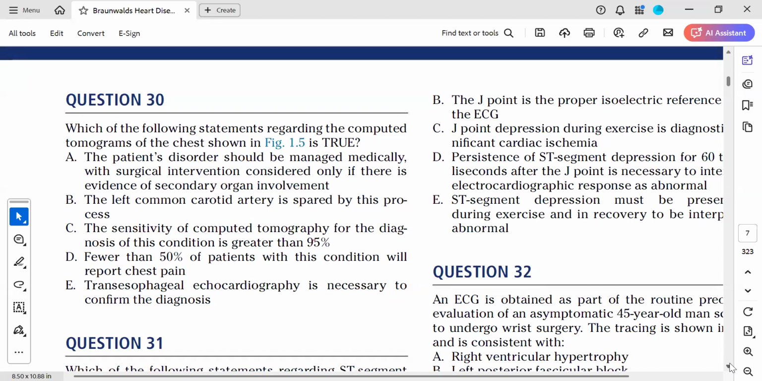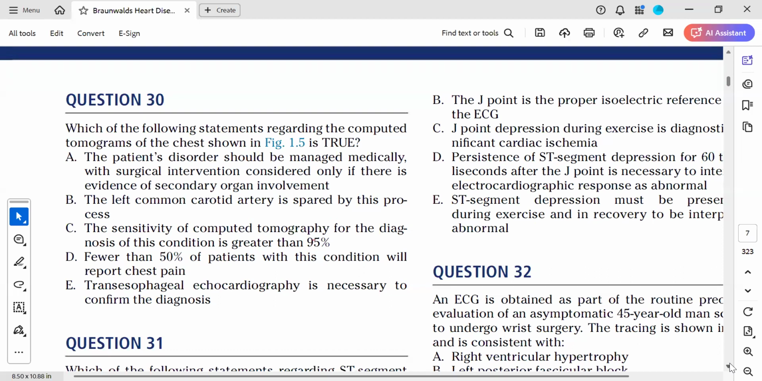The sensitivity of computed tomography for the diagnosis of this condition is greater than 95%. This is a true statement. The sensitivity and specificity of computed tomography and magnetic resonance imaging is between 98 to 100%, while for transesophageal echocardiography, the sensitivity is around 97% and the specificity is around 97%. So this option is true.